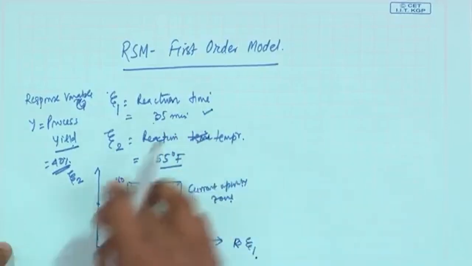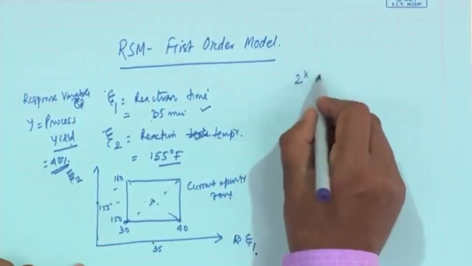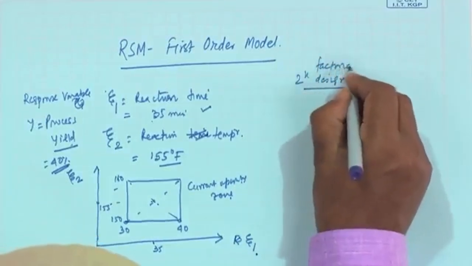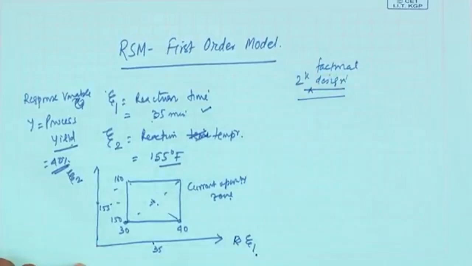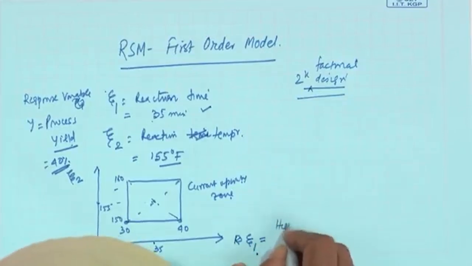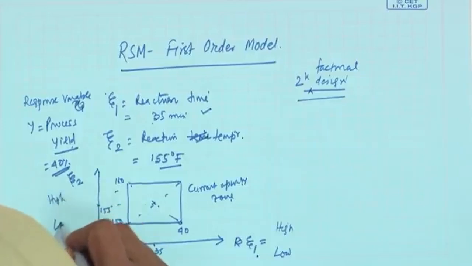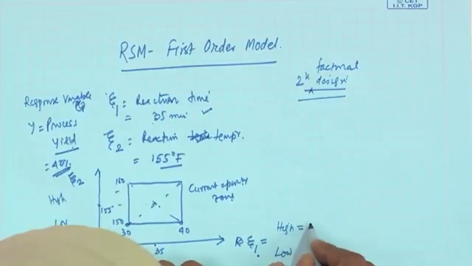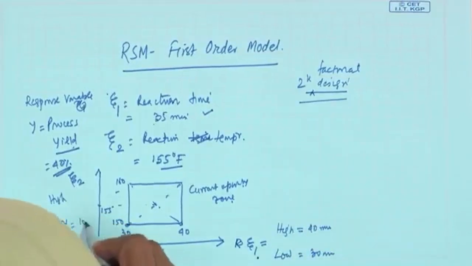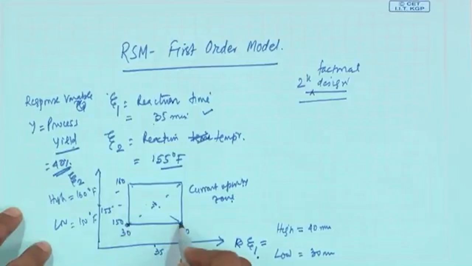So, what kind of experimental design do you adopt here? You all know that a 2 to the power k design can be adopted here. The 2 to the power k factorial design is very much known to you. Suppose we create high and low for reaction time and also high and low for reaction temperature. If reaction time high is 40 minutes and low is 30 minutes, and low temperature means 150 and high means 160 degrees Fahrenheit, then you get the 4 factorial points.